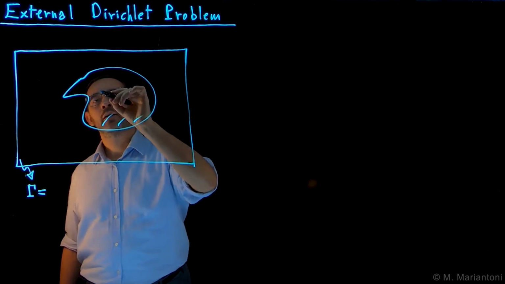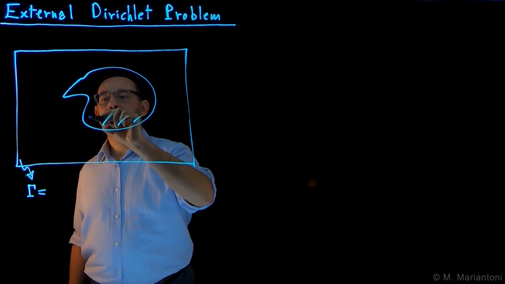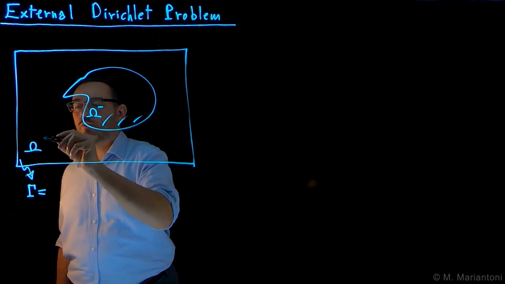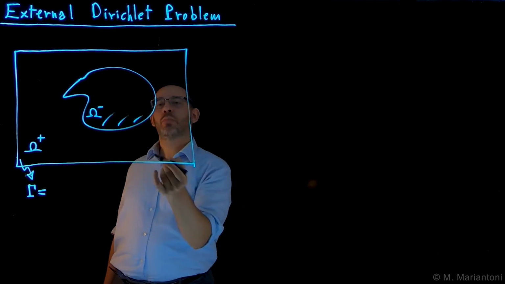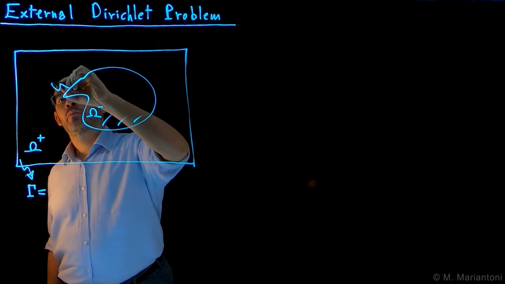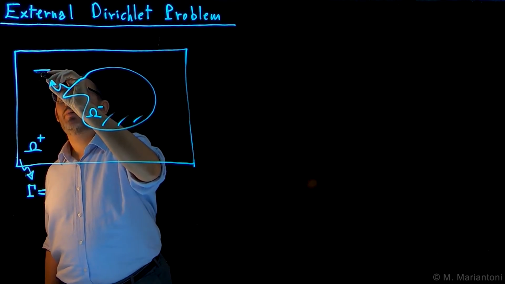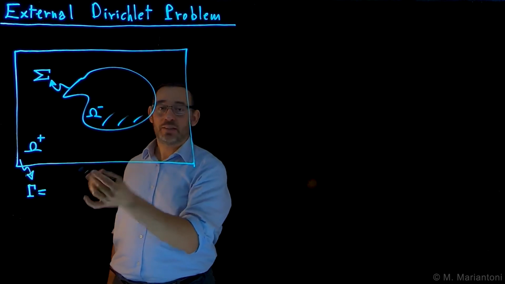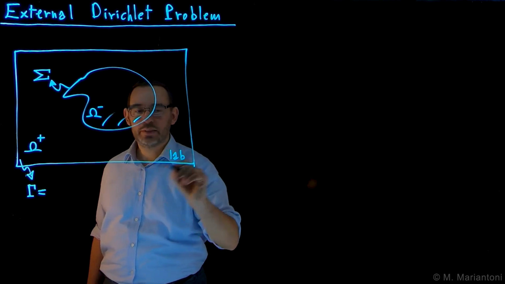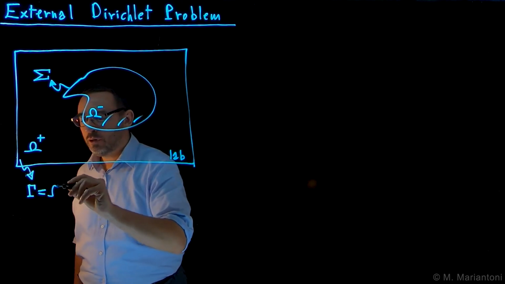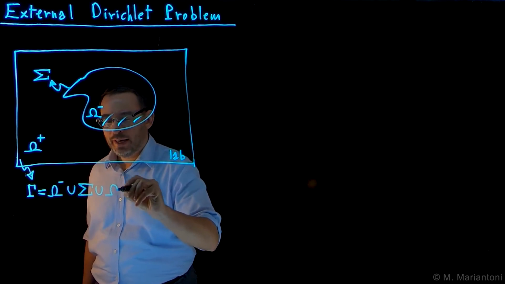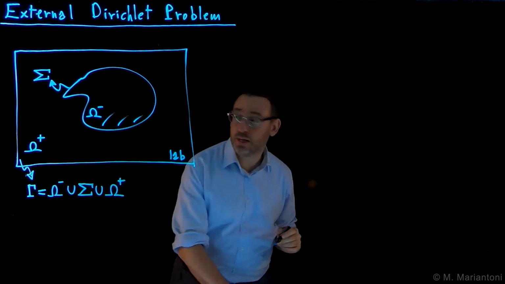There is vacuum elsewhere. The region within the object, that is in the bulk, we call capital omega minus, whereas the negative space on the other side, which is capital omega plus, is the vacuum outside. The summation of these two, in addition to the surface capital sigma of the conducting object, gives us the entire universe. So the entire universe, which is the lab, if you want, is comprised of capital omega minus union capital sigma union capital omega plus. This is our entire space.